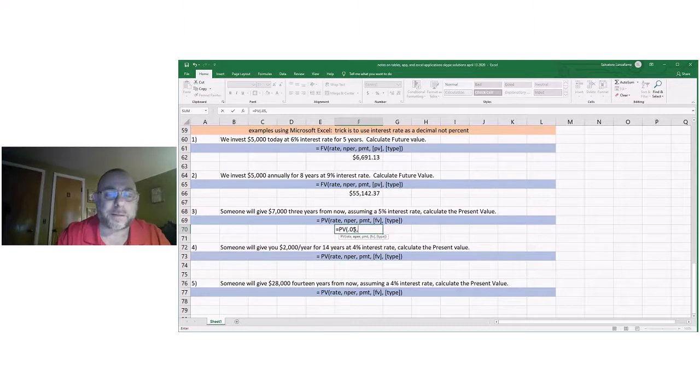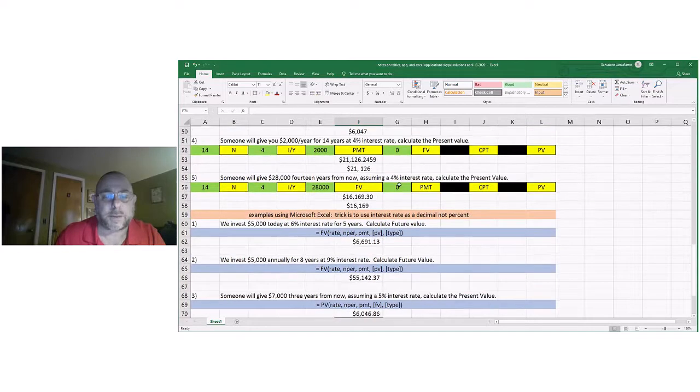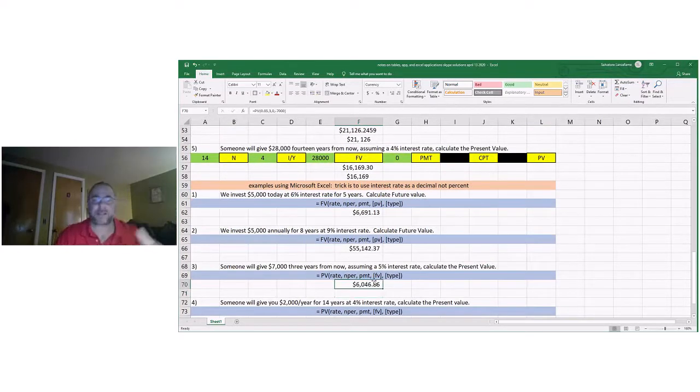It says someone will give you 7,000 three years from now. So n per is 3. This is no payments, so 0. And the future value is 7 grand. I'll put it in as a negative. And that's it. Close the parentheses. And you get 6,046.86. Let's compare it to the other answers. Actually, look at the app: 6,046.86. So pretty much the app and Excel will give you the exact answers because they take the numbers to infinity and beyond.